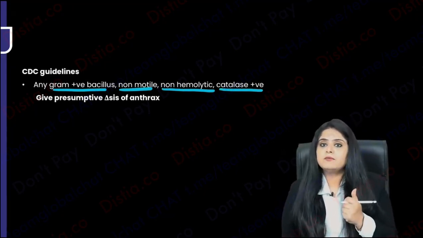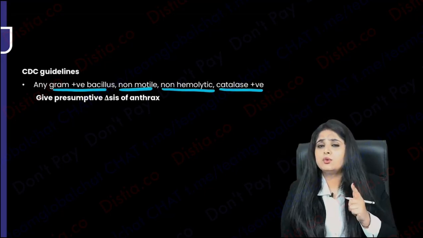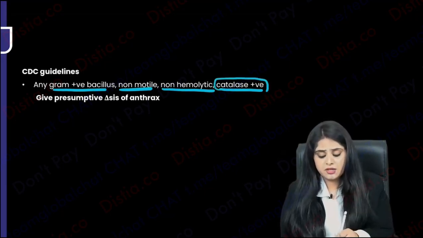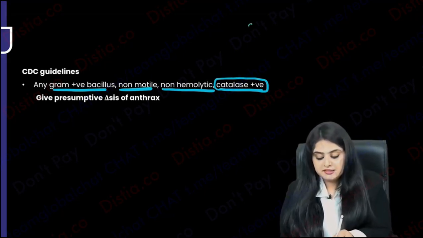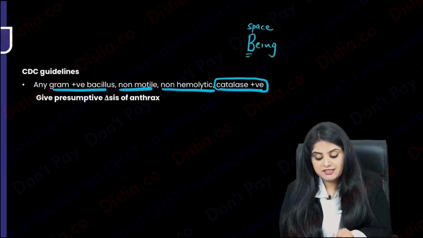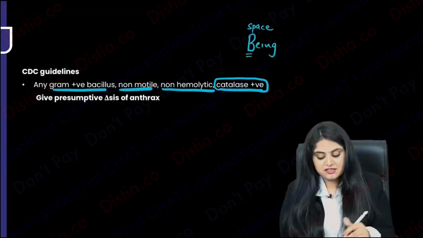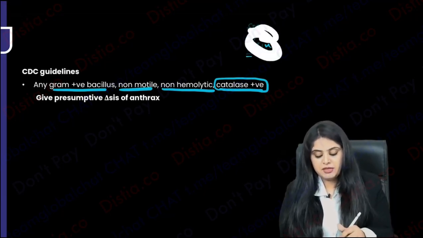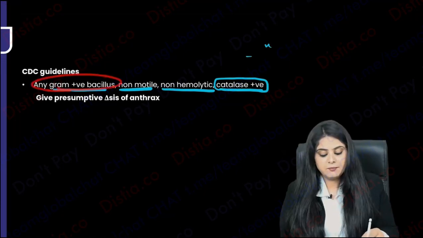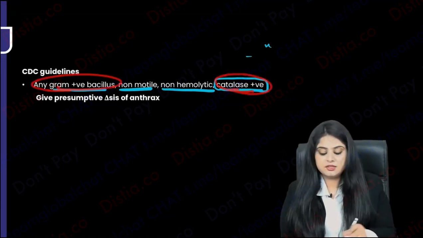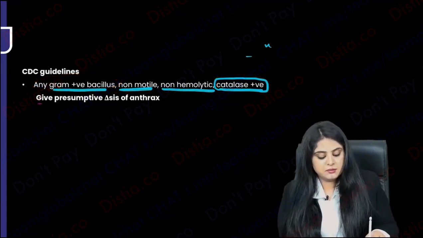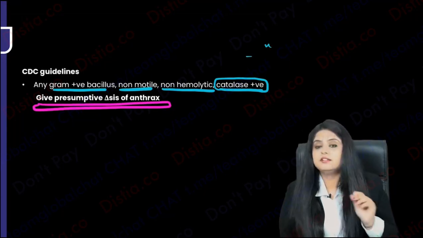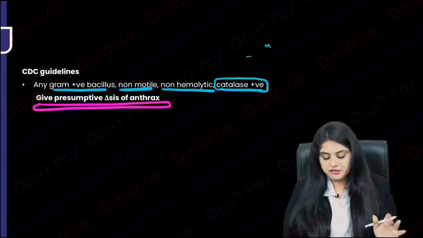Ma'am, where did this come from? Go back to your first chapter, Staphylococcus. Tell me the mnemonic for catalase positive organisms. Bubbly cats, space being made. What was B? Bacillus anthracis, right? So now things are falling in place finally. So remember, if you have an organism which is a gram-positive bacillus and catalase positive with no motility and no hemolysis, they are saying give a presumptive diagnosis of anthrax, consider it as anthrax for all practical purposes.